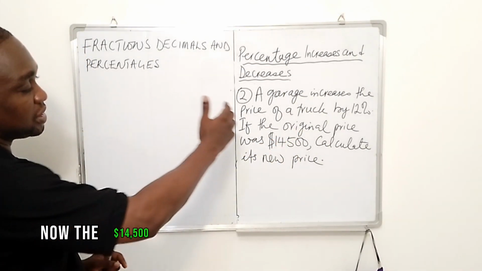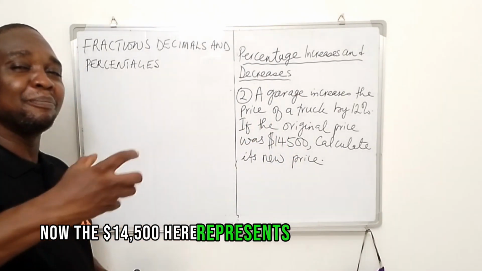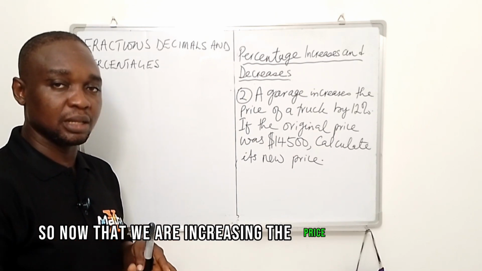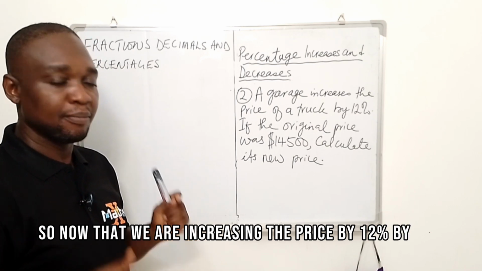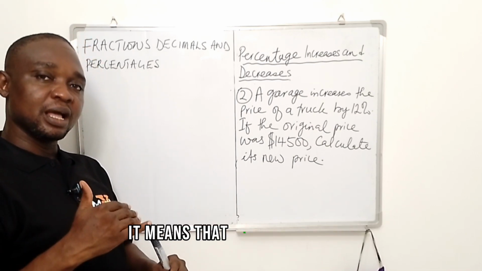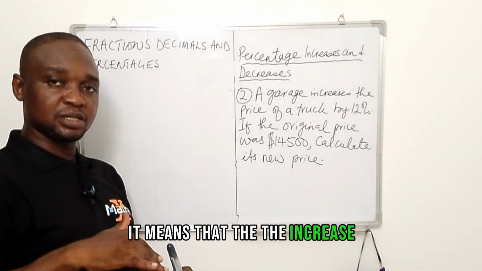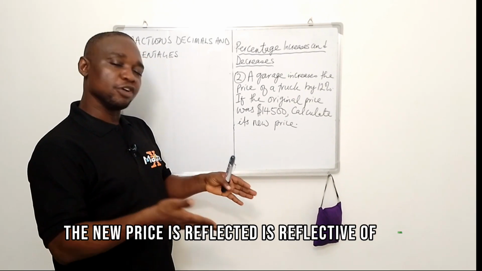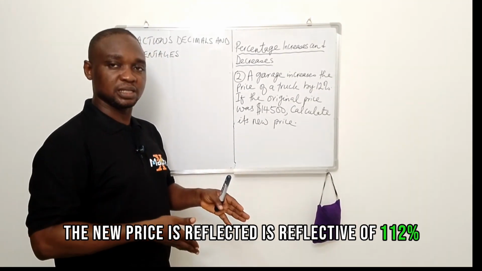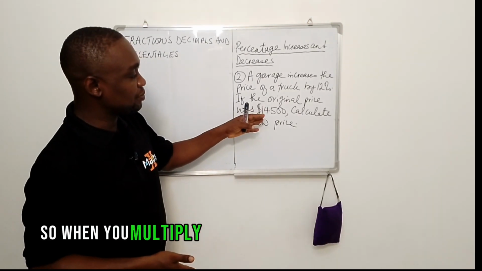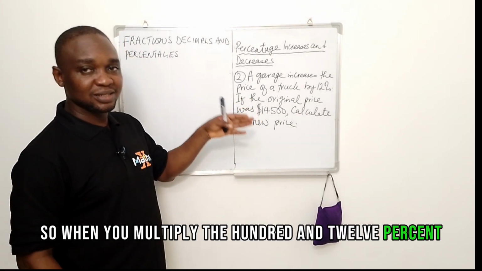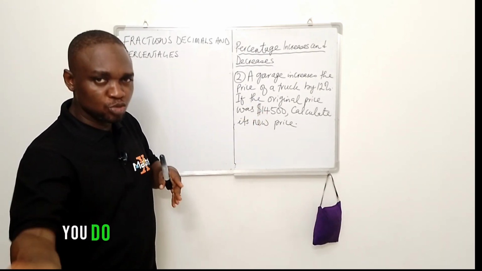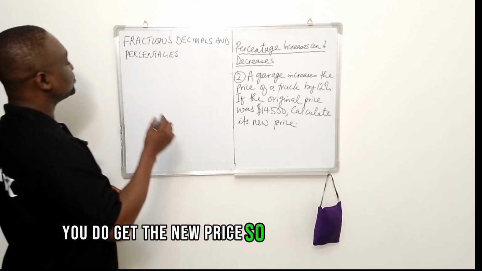Now the $14,500 here represents the 100%. So now that we are increasing the price by 12%, it means that the new price is reflective of 112%. So when you multiply the 112%, which is the increase, with the original price, you do get the new price.